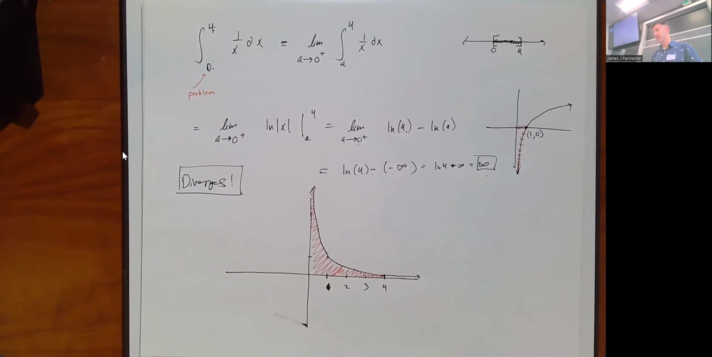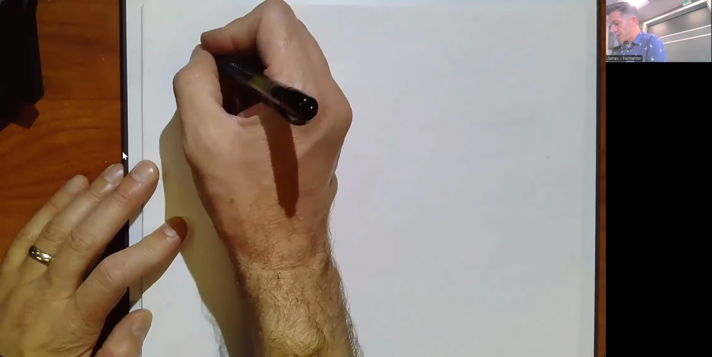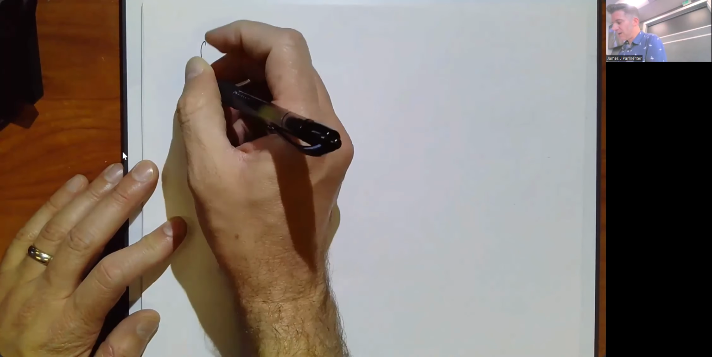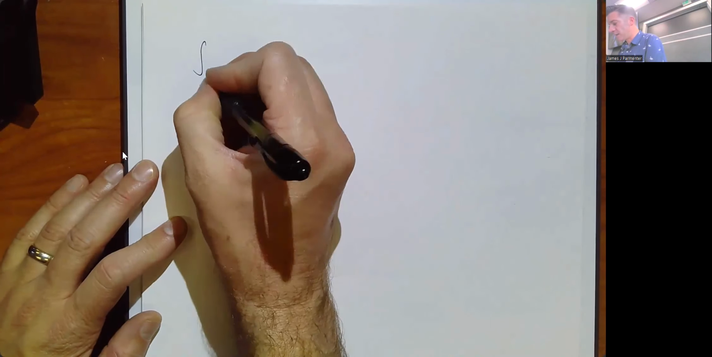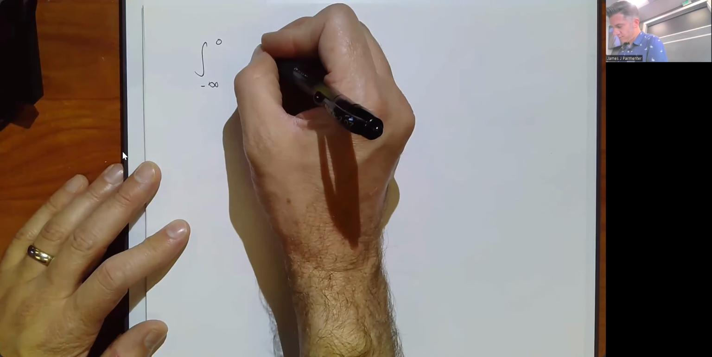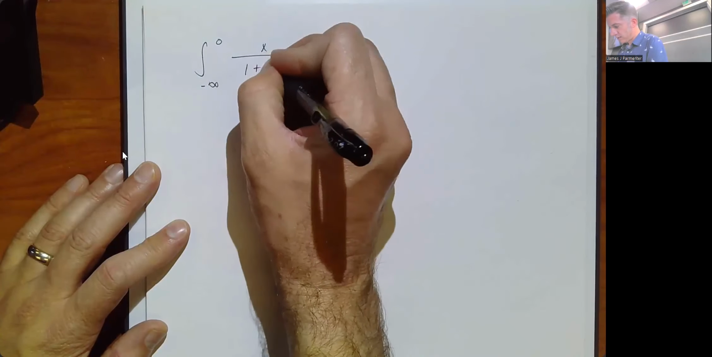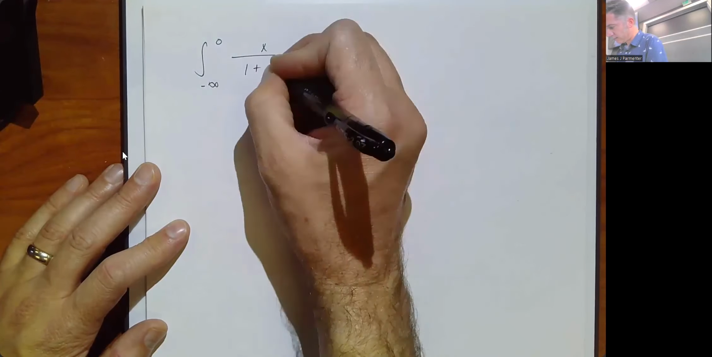Okay, let's look at some more examples. Sure. Let's look at the integral from, yeah, let's do that one. Negative infinity to 0 of x over 1 plus x to the 4th dx.